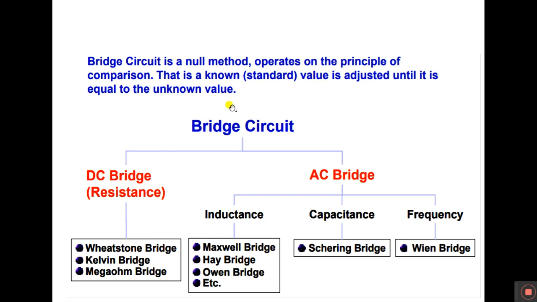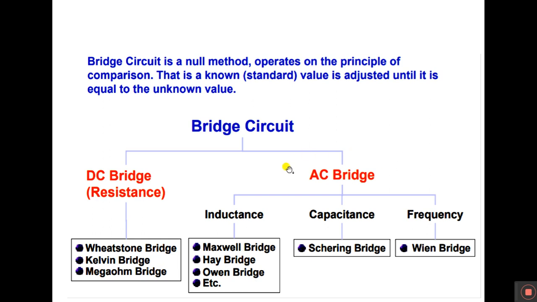So our aim is to find out the unknown value using this bridge. The bridge circuit we can classify as DC bridge and AC bridge. The DC bridge can be used to measure the resistance. Here the excitation voltage is DC. For the measurement of resistance we can use Wheatstone bridge, Kelvin bridge and Mega Ohm bridge.